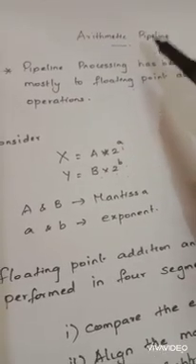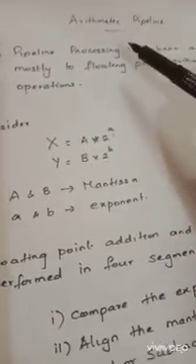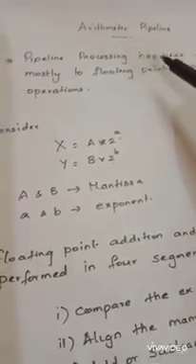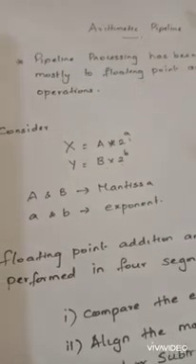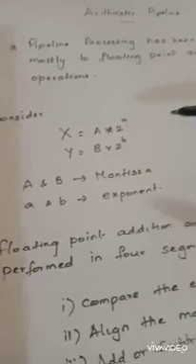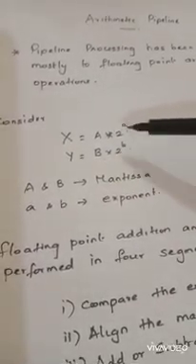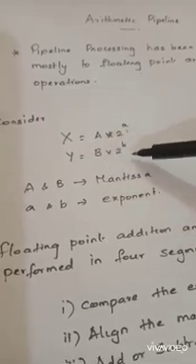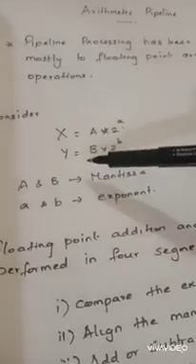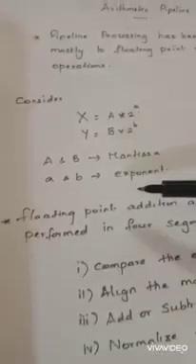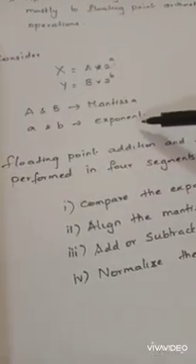The concept is arithmetic pipeline. So mostly the pipelining process is used for floating point addition and arithmetic operations. Let us consider two values, that is x is equal to A into 2 power a and y is equal to B into 2 power b. Here capital A and B are mantissa and small a and b are exponent.